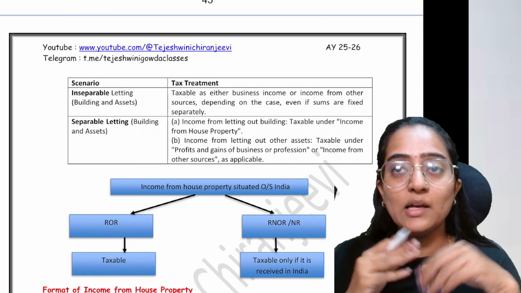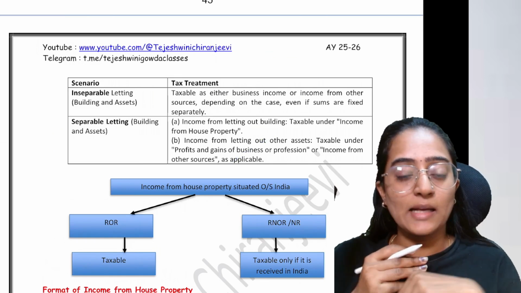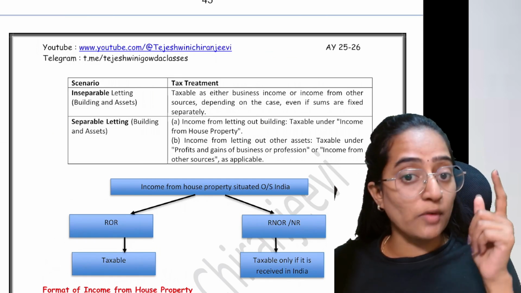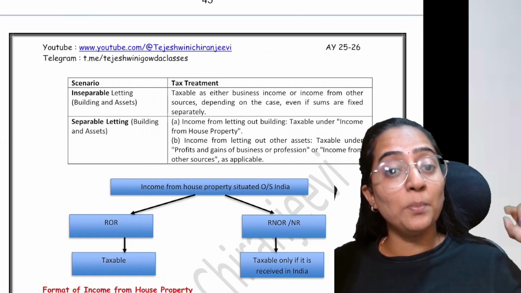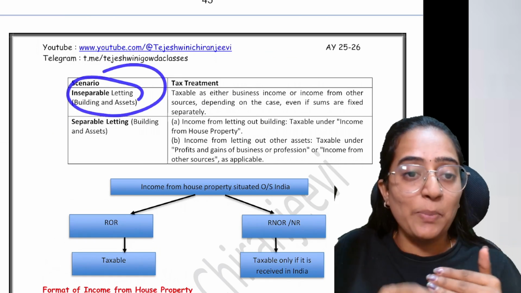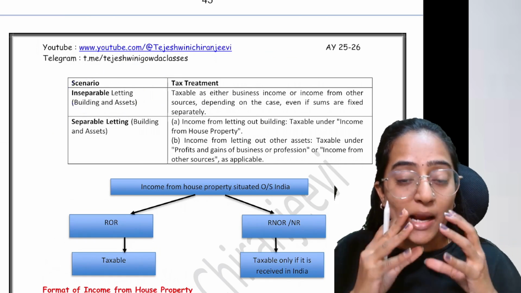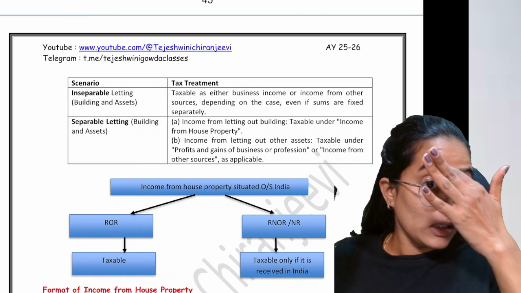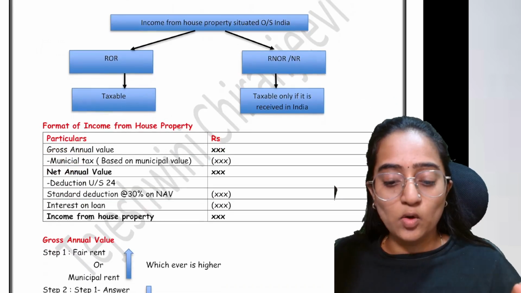Now suppose the tenant says, I like the property, but I don't want the asset, I already have it. And I tell him, no, if you're taking it, you have to take both. You have to take the asset also, you have to take the building also. In that case, I am making it inseparable. So this is prima facie my business, and I am going to treat it as PGBP or income from other sources, depending on where I treat it.